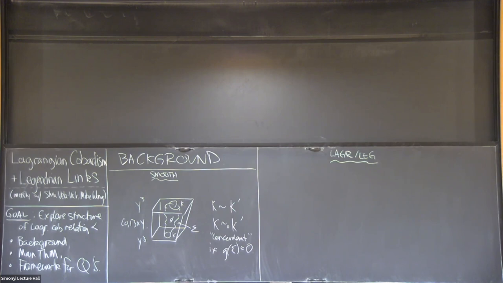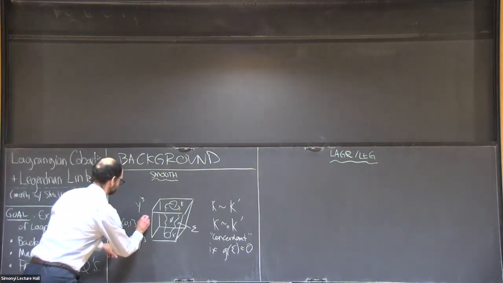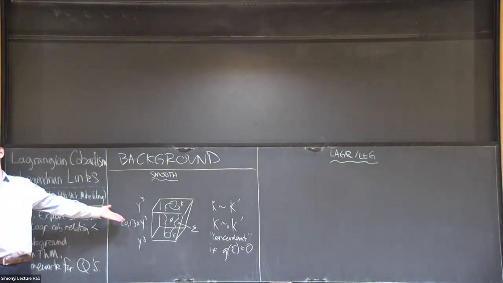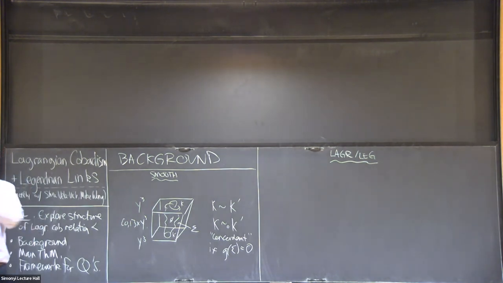So Y3 is a three manifold, and Y in the middle is this interval cross Y3, a slice of R4. Just a slice of R4. Anytime I say three manifolds, it's hard enough to think about R3.